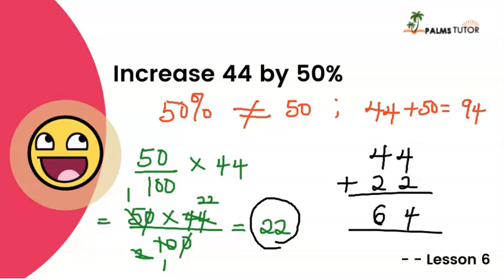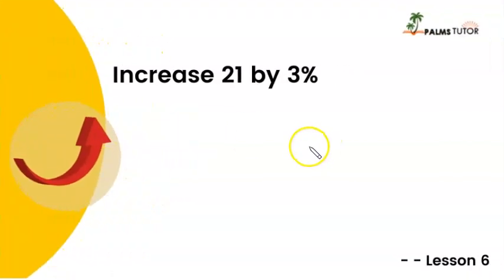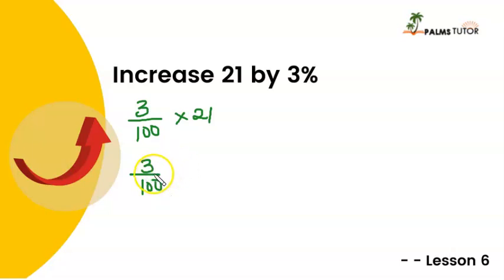Let's see another example. This time around, we would increase 21 by 3%. So what's 3% of 21? We have 3 over 100 multiplied by 21. If I put this together, I have 3 times 21 over 100 times 1. So what does this give us?